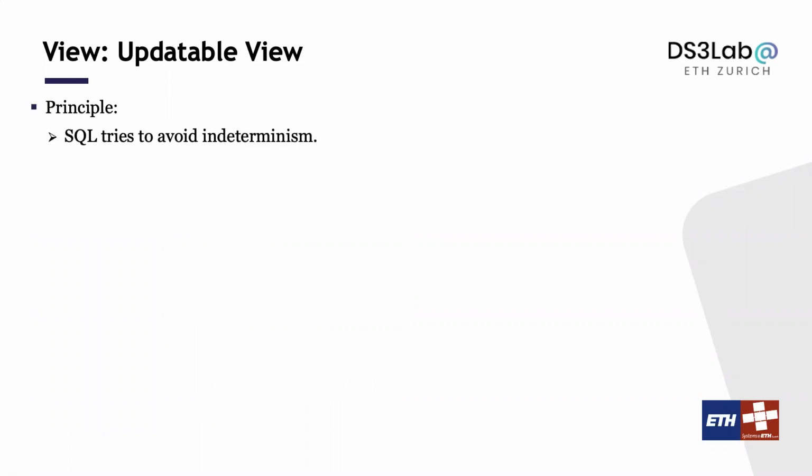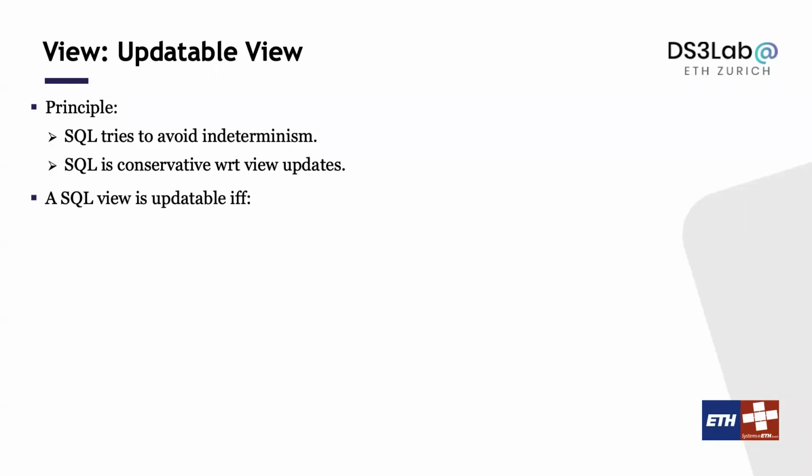So the principle behind SQL is to try to make sure whatever it's doing is deterministic. At least it tries to do that. Whenever there's uncertainty, it often refuses to do it. It's very, very conservative with respect to view updates.